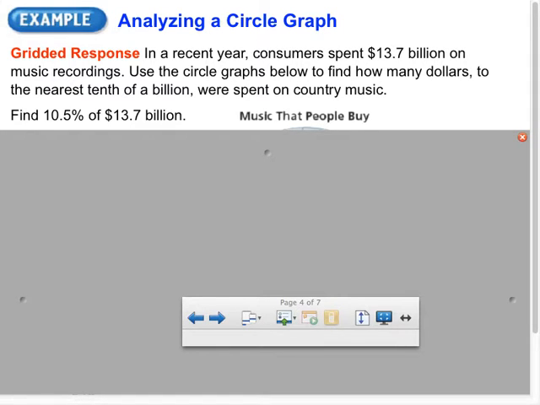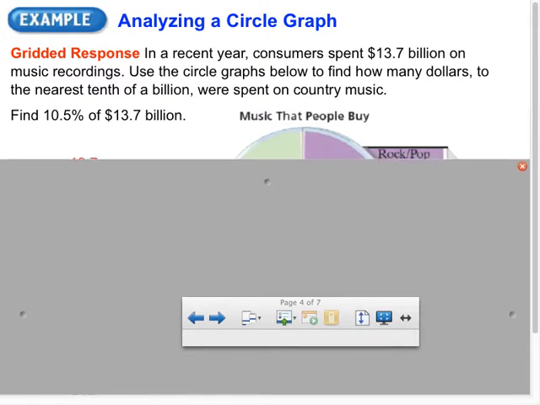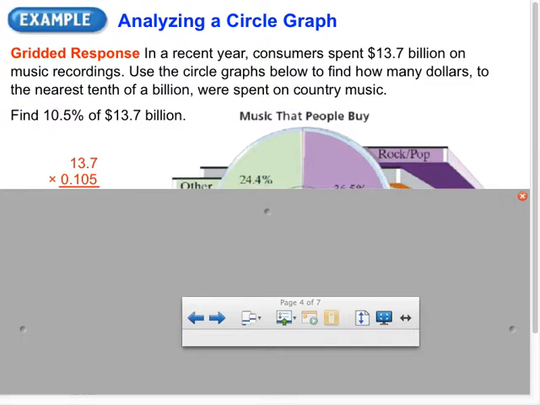Did anybody find it? What'd you get, Leah? I got 143. 143. So let's go ahead. When we multiply it, we're multiplying by that decimal. Is that what you guys got? Okay.